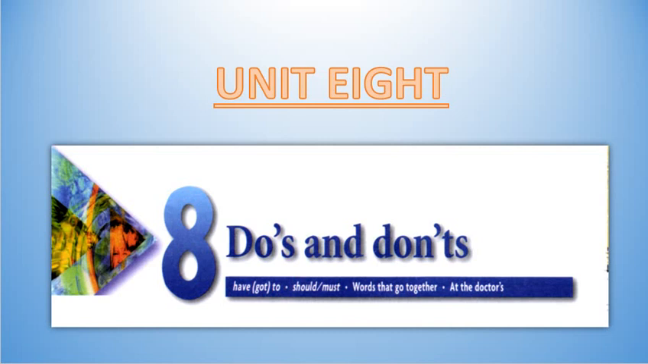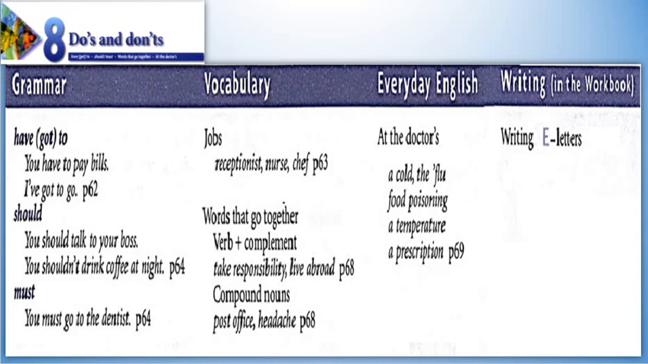Unit 8 is entitled Do's and Don'ts. In Unit 8, in the part of grammar, we will talk about the auxiliaries should and must, and how to use have to or have got to. In the part of vocabulary, we will talk about the jobs on page 63. And there's another subject in vocabulary: words that go together. These words may be from combining verb plus complement or compound nouns. That is on page 68.